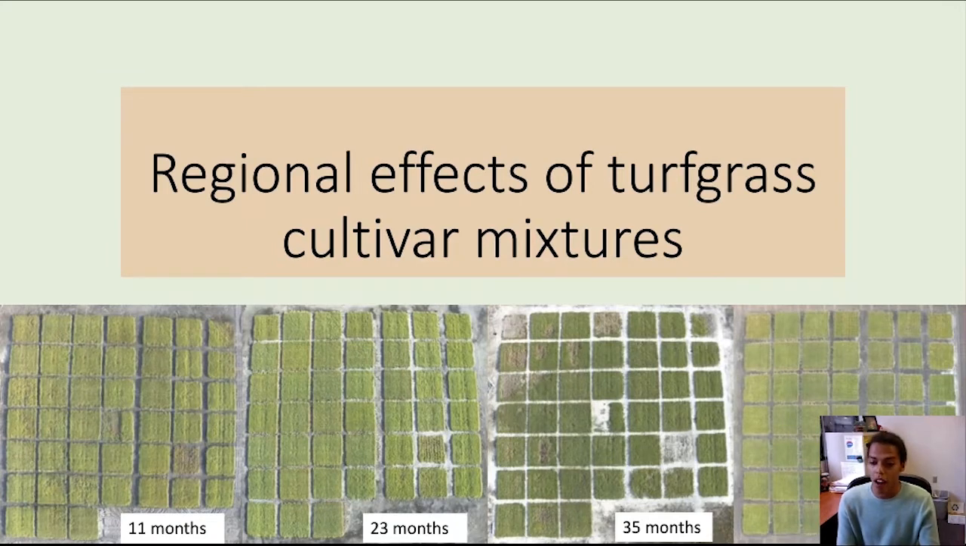We know that all warm season turfgrass is grown as monocultures, and that leaves it susceptible to pests. So our lab has been doing research on mixing cultivars to see if that could help with warm season turfgrass having resiliency to pests. And so today I'm going to talk about that in the context of weeds and insects.